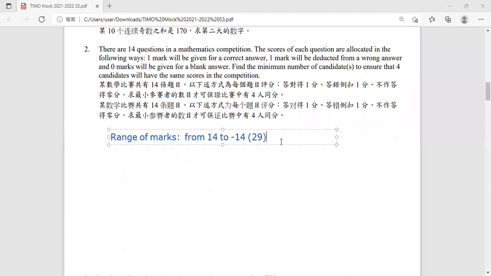And then because I have to ensure that 4 candidates will have the same scores, the number of candidates will be 81 times 3 plus 1, which equals 244.